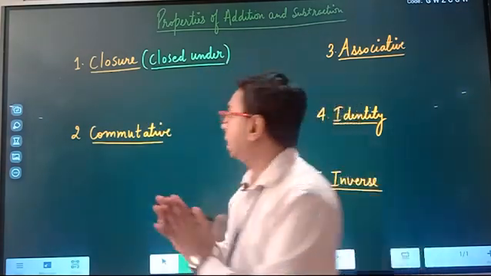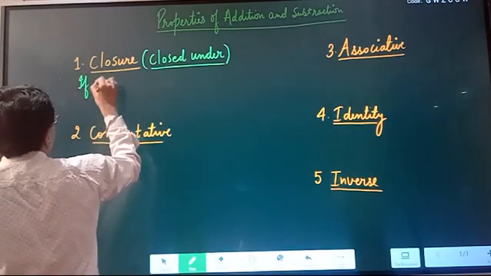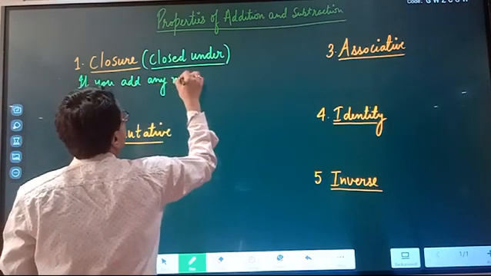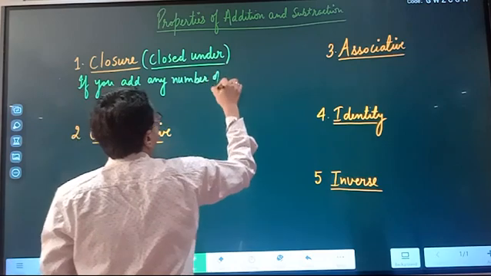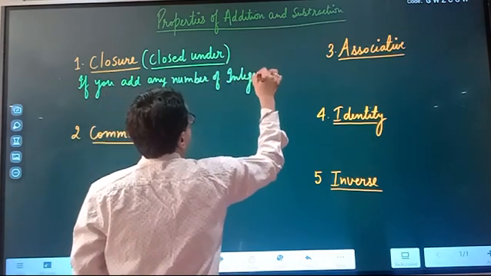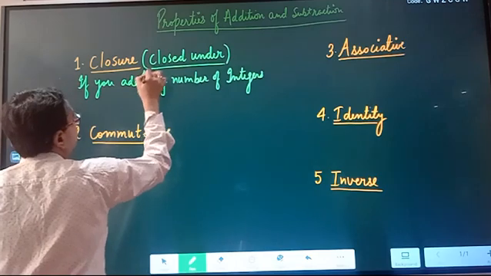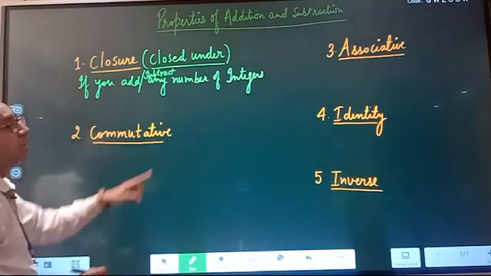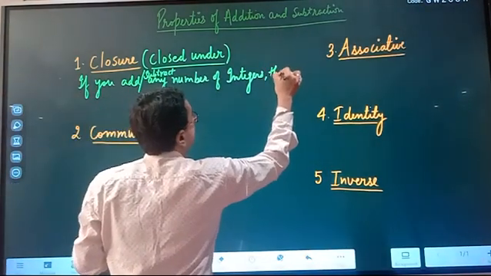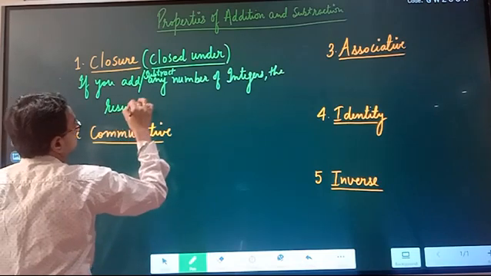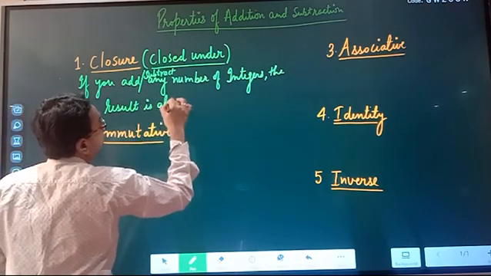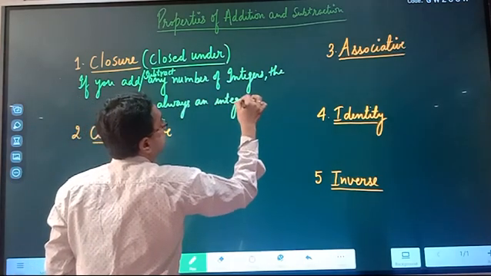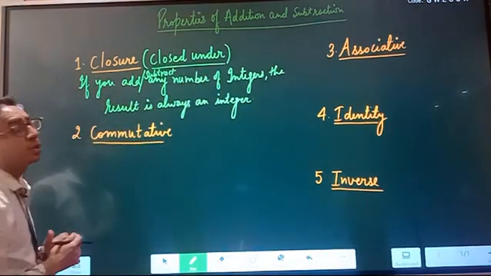Closure property states that if you add any number of integers, or even I would say subtract, it would be better. I will take subtraction also here. If you add or subtract any number of integers, the result is always an integer. The result is always an integer. This is what closure property means.